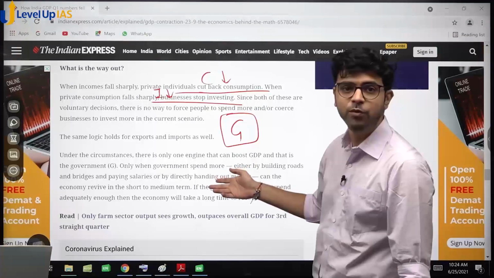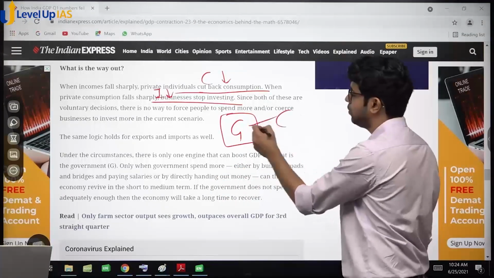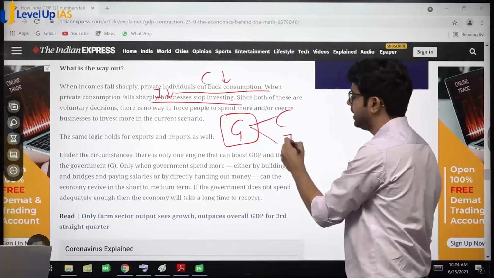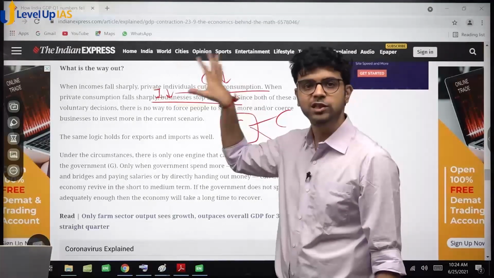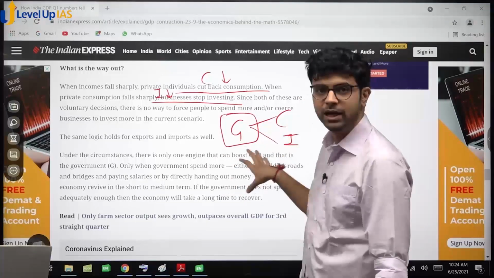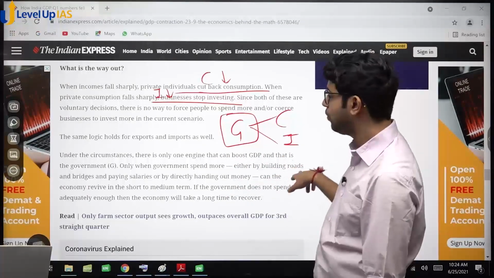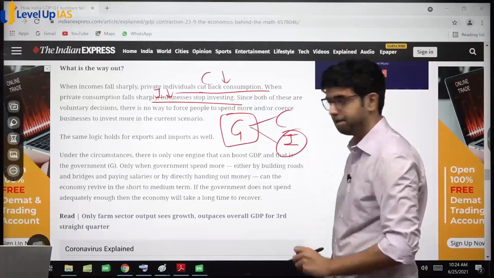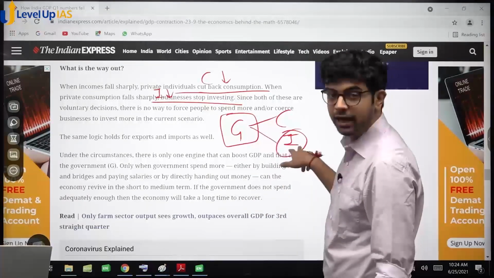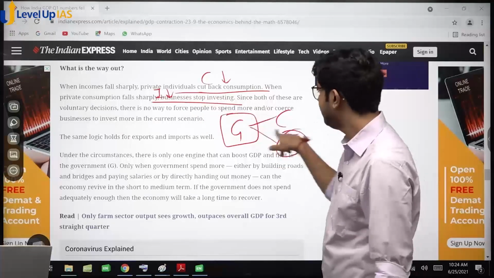How will the government spend more? Remember, the government has C also inside it, and I also inside it: its own C and its own I. The C and I which we see in the equation are private C and private I. This is government C and government I we are talking about, either by building roads and bridges, which means I. Okay? The G wala I, not that, not this side, the G wala I.